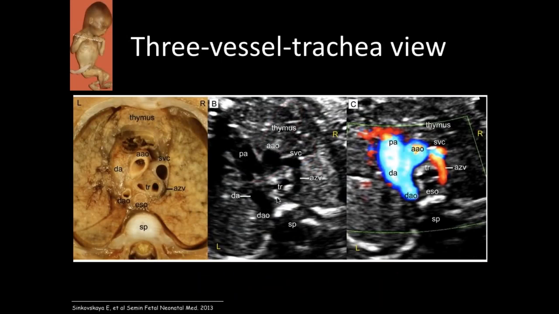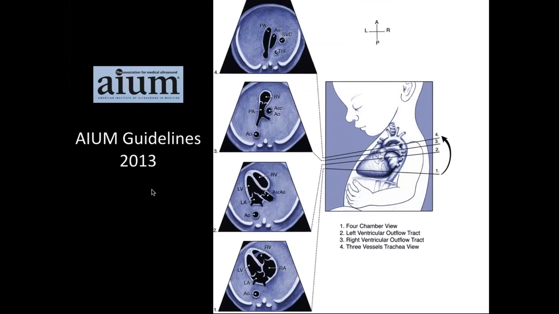So this slide shows an anatomic specimen at the level of the three-vessel trachea view, the corresponding ultrasound in grayscale mode and the corresponding ultrasound in color Doppler mode. I want to highlight again the pulmonary artery, ascending aorta, superior vena cava, the ductal arch, the aortic isthmus to the descending aorta. And here in this view, you see the azygous vein as it drains into the superior vena cava. Note the location of the trachea, and the ductal arch and the aortic arch are to the left side of the trachea.